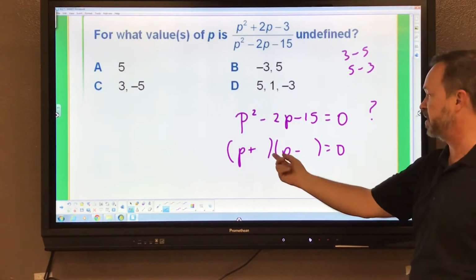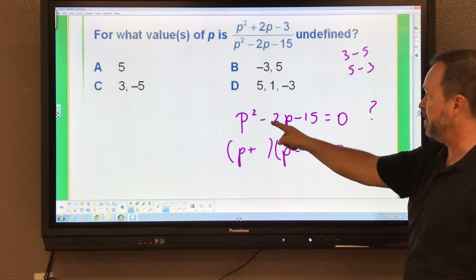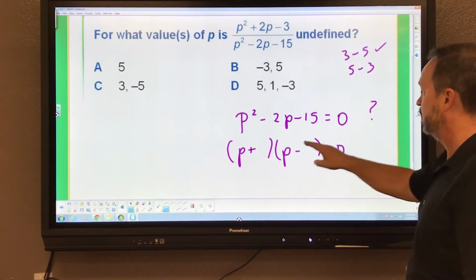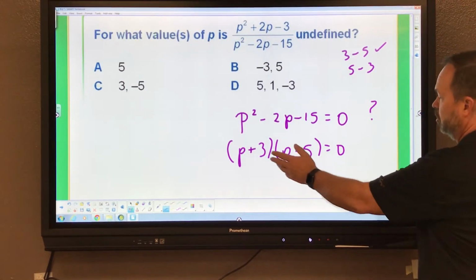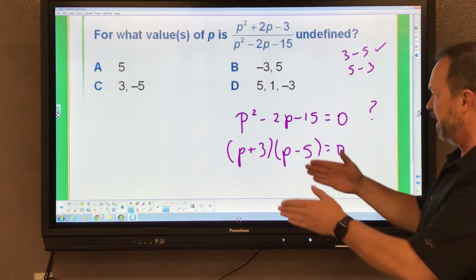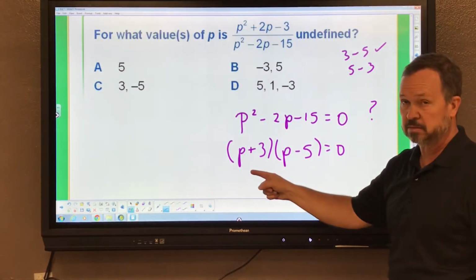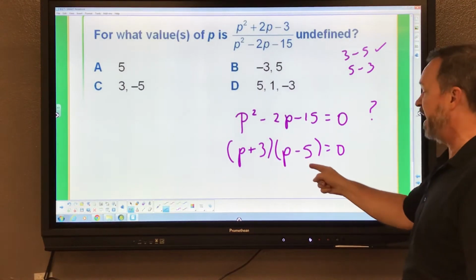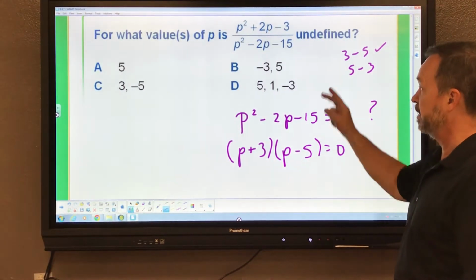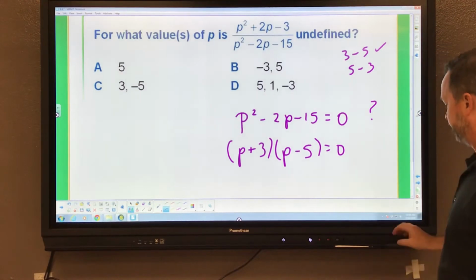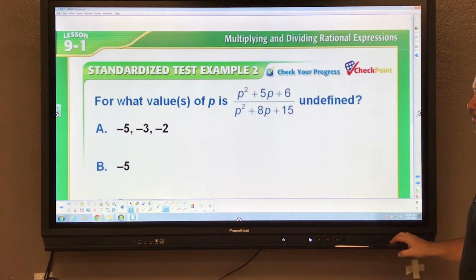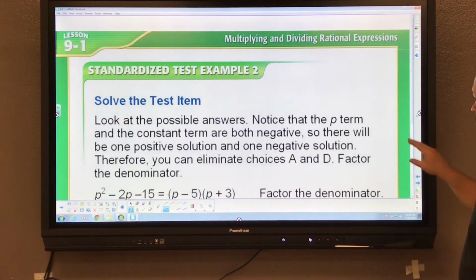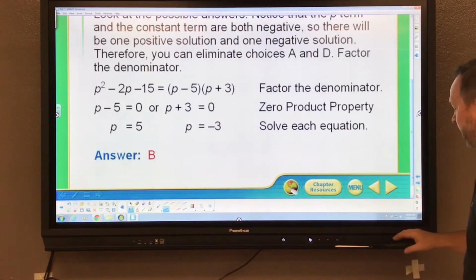The question is, who's the positive guy, who's the negative guy? You know, to give me the negative 2, it would be that one. So that's how you know this and this. And then you apply the zero product property, or you just look and have some insight and say, well, P can't be negative 3, because that would make that 0. P can't be 5, because that would make that 0, making the answer B.